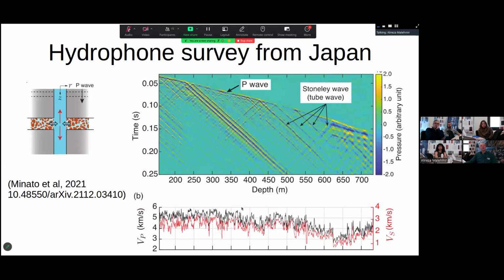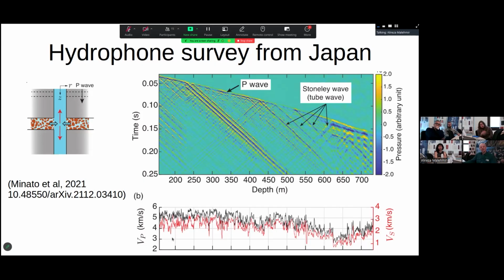So this is a hydrophone survey from Japan, and we have this situation here where we have a P wave hitting a porous zone. Fluid starts flowing in and out of the borehole. We have up and down going tube waves being generated, and we see there's some very strong tube waves being generated, both upgoing and downgoing.